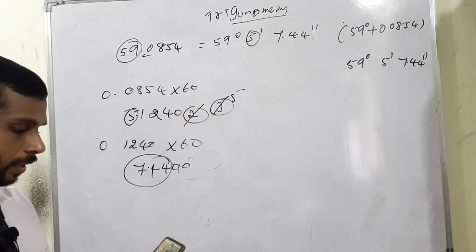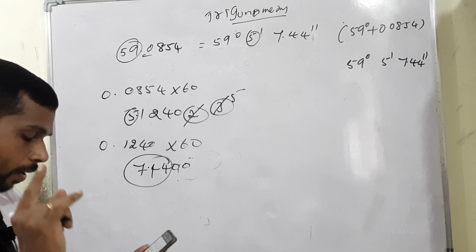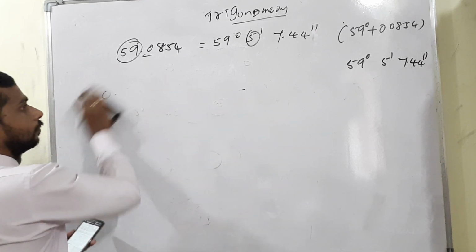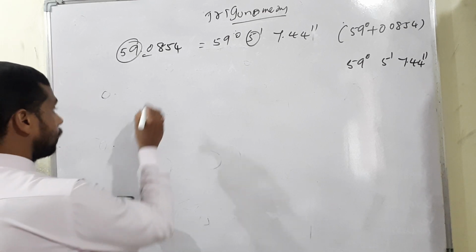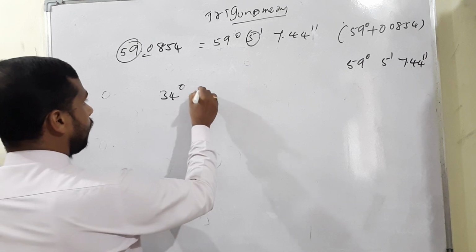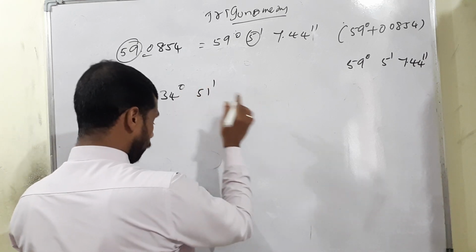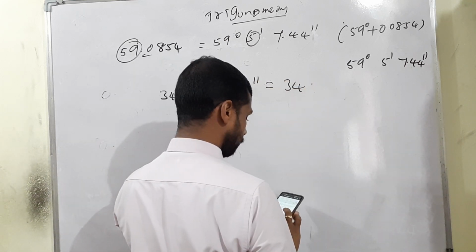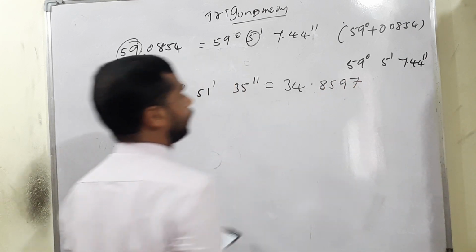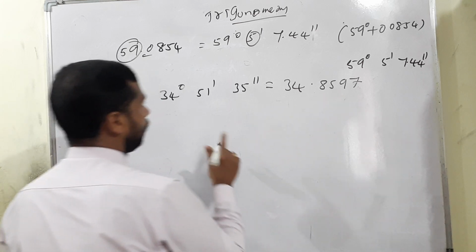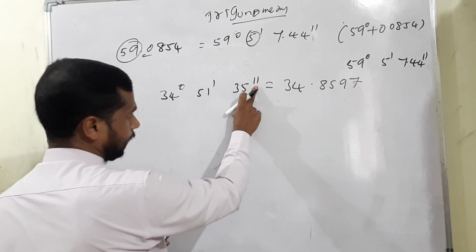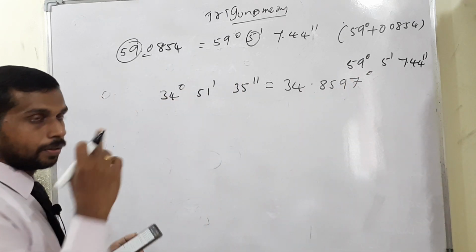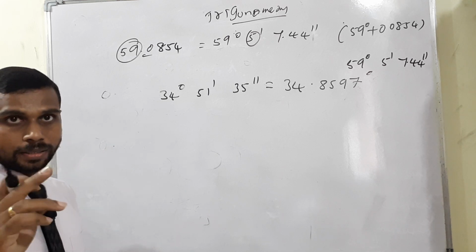Then the next step, also listen very carefully. They have given minutes and seconds, convert to degrees. How? They have given 34 degrees 51 minutes and 35 seconds, which will be equal to 34.8597. So here, listen very carefully, they have given degrees, minutes and seconds. So for the answer in degrees, how? Divided by 60, isn't it? The minutes means divided by 60, seconds means divided by 60 into 60, that is 3600.